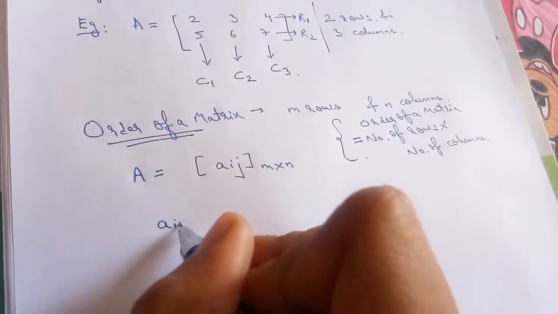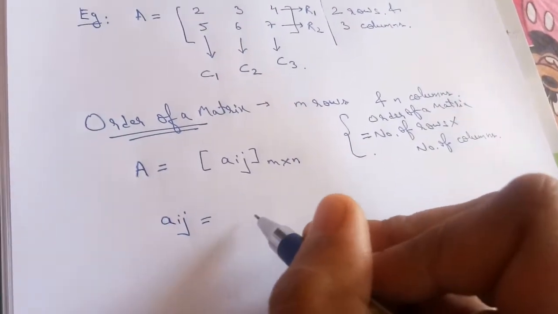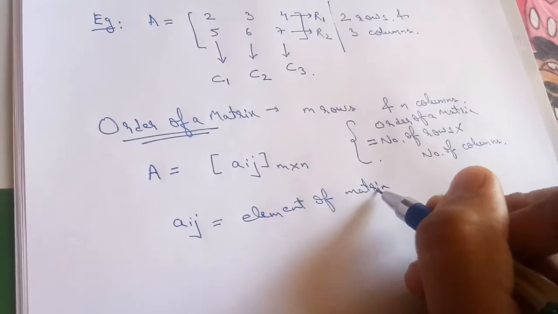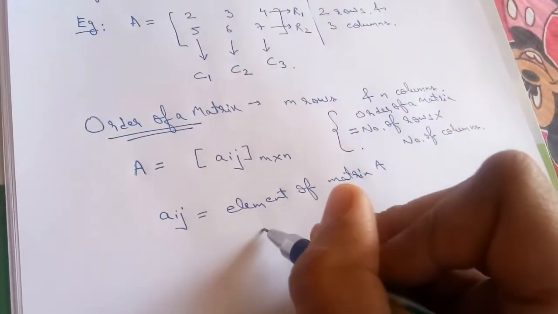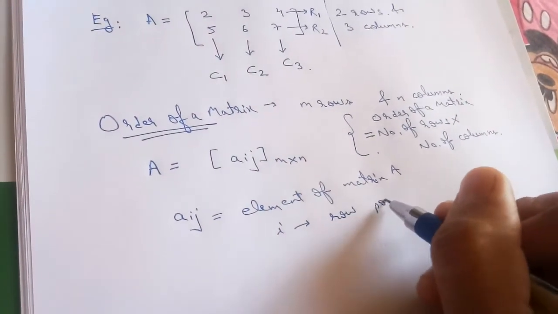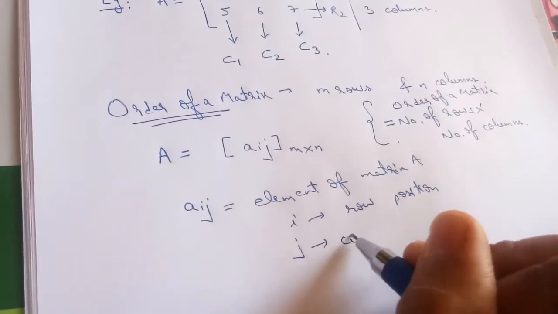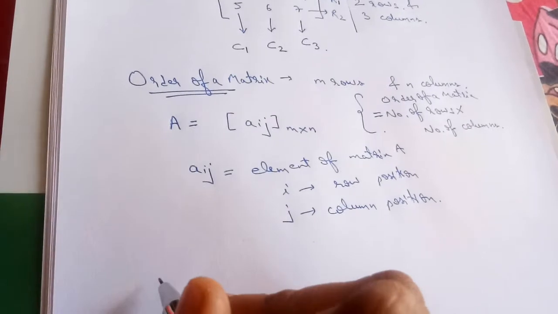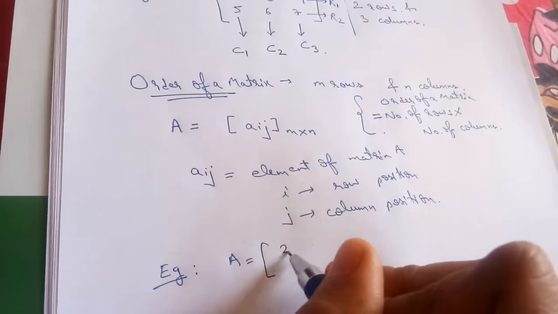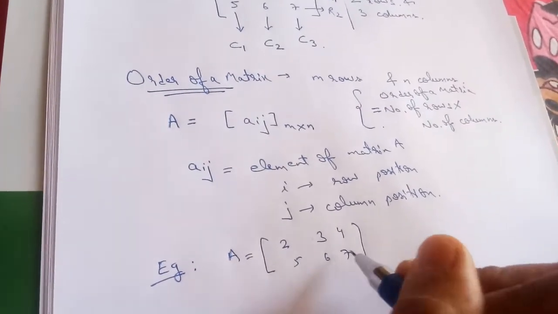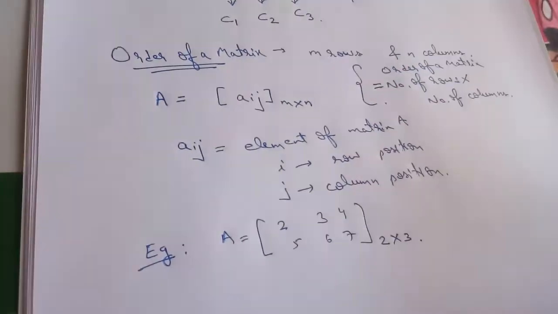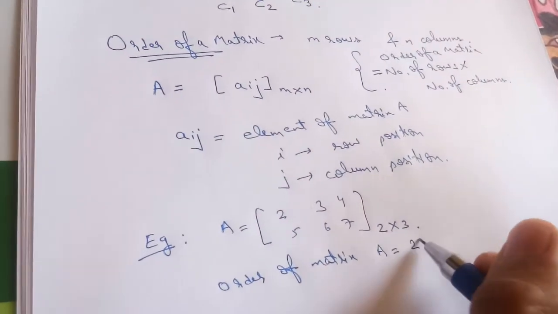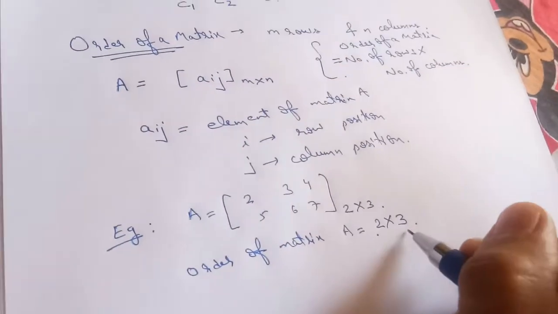Now what is this element Aij? Aij denotes any element of the matrix A whose i denotes the row position, and j denotes the column position of the matrix. In the above example we took A as 2, 3, 4, 5, 6, 7. It has 2 rows and 3 columns, so the order of matrix A will be 2 cross 3, that is, number of rows into number of columns.